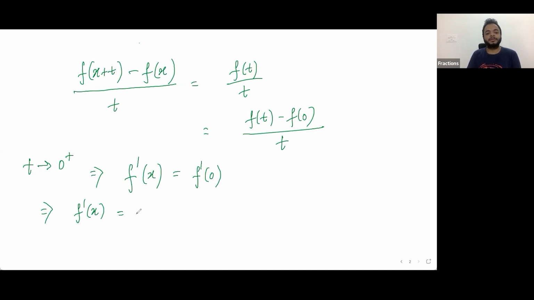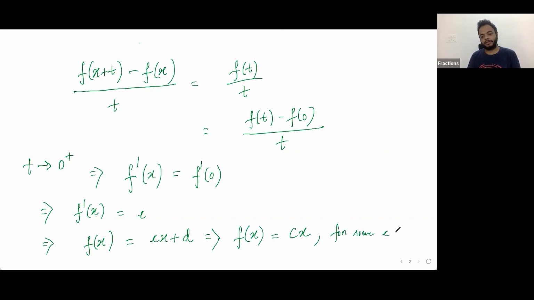and thus we get that f dash x is some constant. Okay, so let it be some c1, or maybe let it be some c. Then if we just integrate it, we get f of x is equal to cx plus d. But you see that f of 0 is equal to 0, which implies that f of x is equal to cx for some constant c in R.